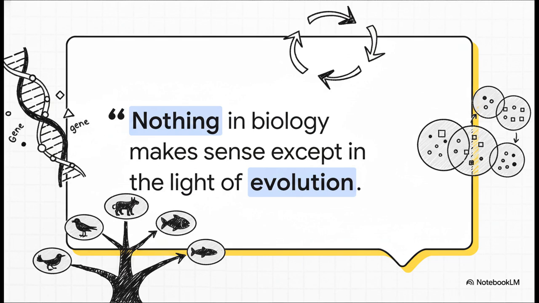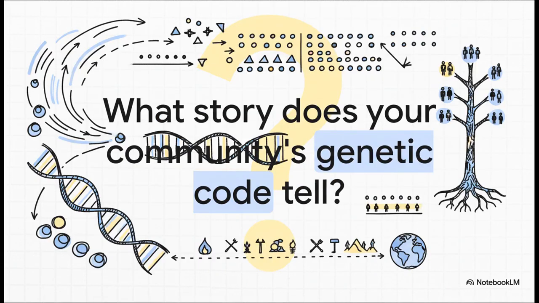This famous quote from the biologist Theodosius Dobzhansky just says it all, doesn't it? Understanding these mechanisms of evolution through the lens of population genetics, it's the foundation for making sense of pretty much the entire living world. It really makes you think, right? The history of our ancestors, all of their journeys, their struggles, their triumphs and adaptations, it's all recorded in the genetic patterns within our own communities right now, just waiting to be read. What story is your genetic code waiting to tell?